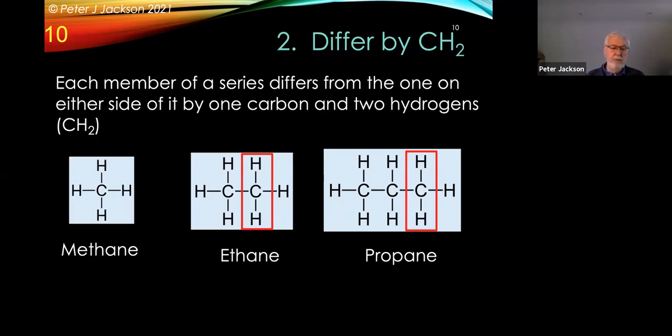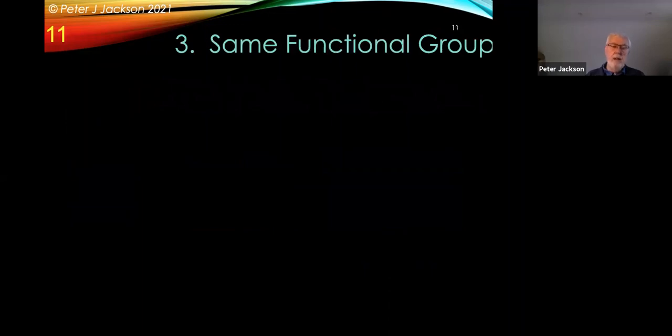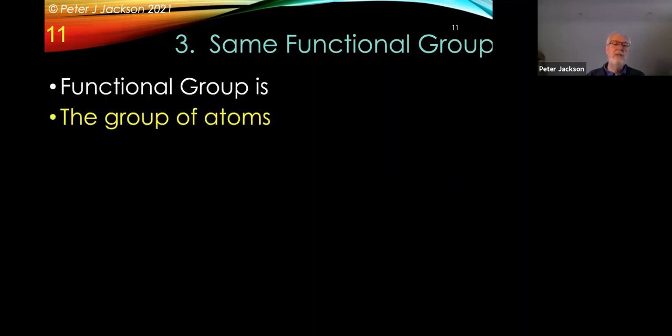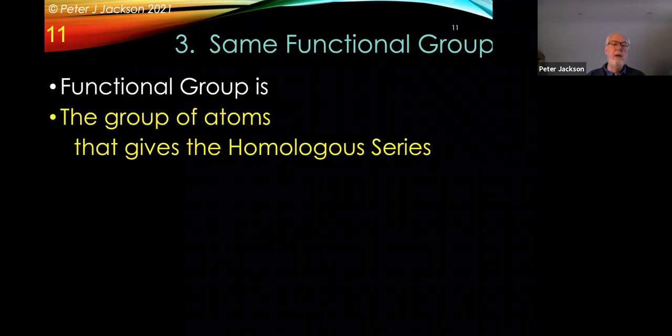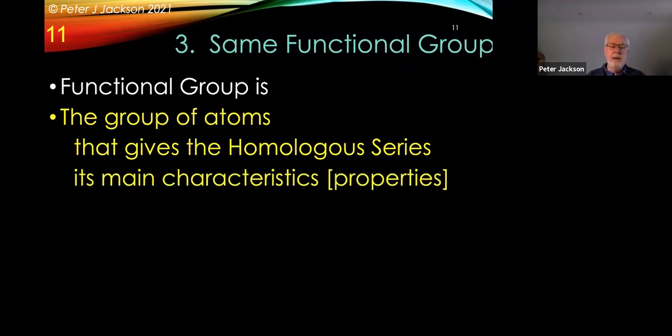Very simple, very straightforward. The third bit is the most important bit of all, and that is they have what we call the same functional group. What do I mean by functional group? It's the group of atoms that gives the homologous series its main characteristics or properties.